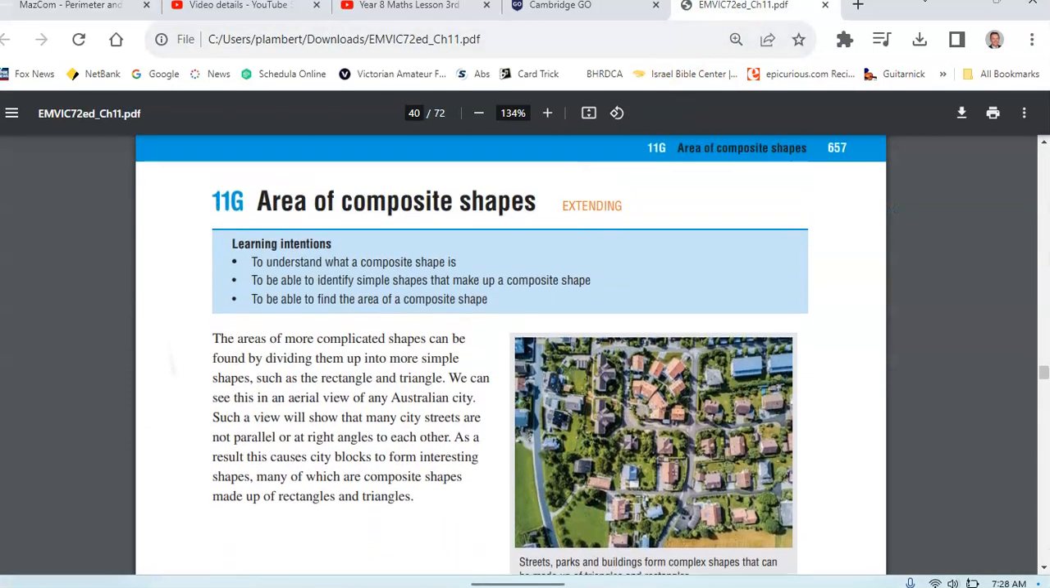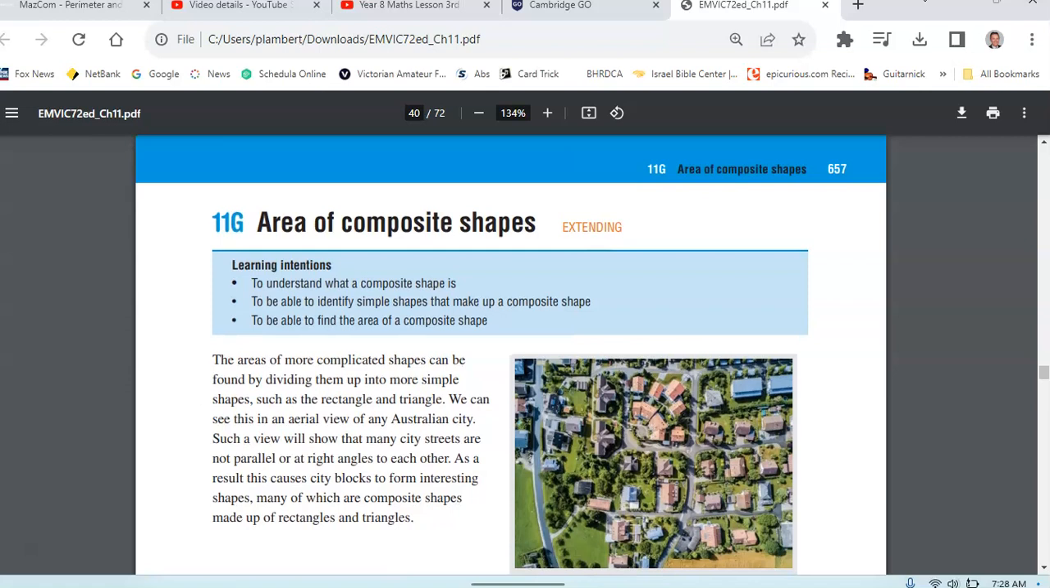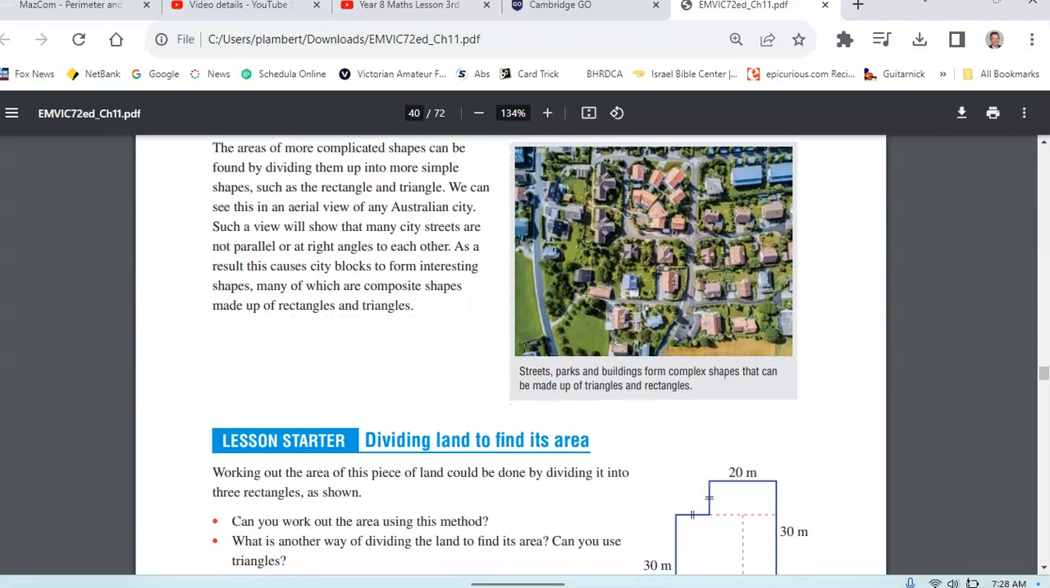Composite shapes are shapes that are made up of more than one shape. What we want to be able to do in today's lesson is understand what a composite shape is, identify the simple shapes that make up a composite shape, and then work out the area of a composite shape.